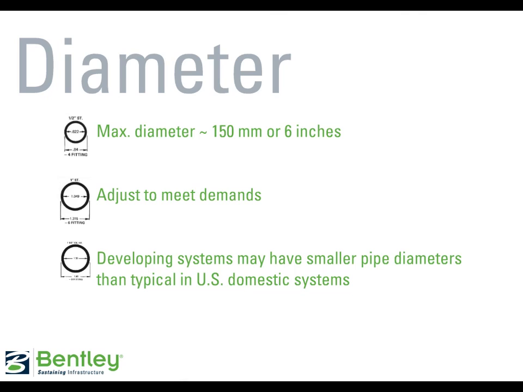Pipes should be sized so that they can consistently meet the assessed demands. And keep in mind that domestic water demands in the developing world are typically much lower than in the US, so adequate velocities might need to be achieved by reducing the pipe diameter to smaller than usual.